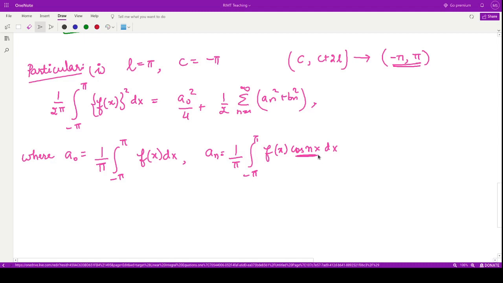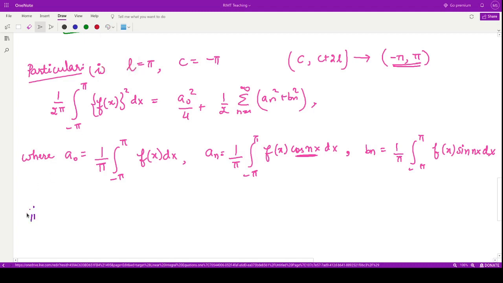Otherwise, you were having the terms as cos n pi x upon L, right? So pi by pi cancels out. So we have nx here, and moreover, we have the value of bn as equal to 1 by pi integration from minus pi to pi f of x sine nx dx, right? So this is our first case.